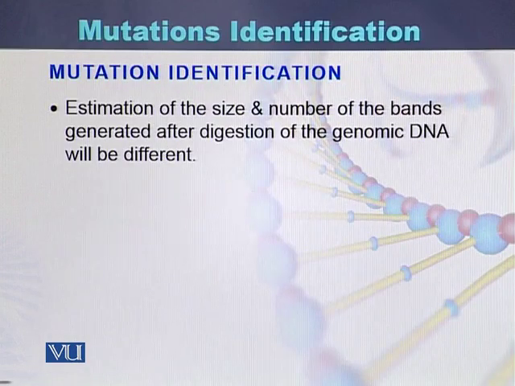The size and number of bands generated after digestion of the genomic DNA will be different, because there is a mutation or a change in the DNA sequence. So the size of the bands in the normal case and the size of the bands in the affected case will be different from each other.